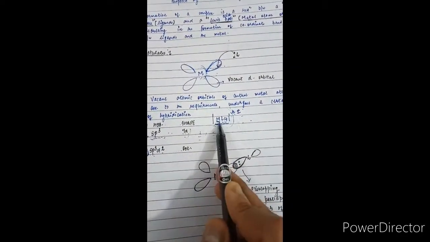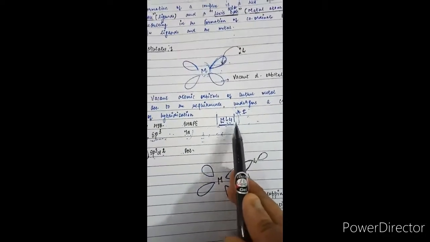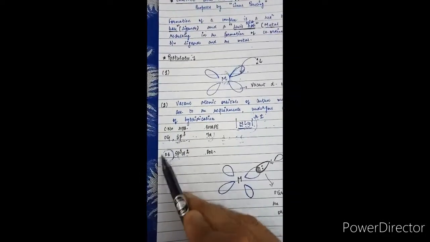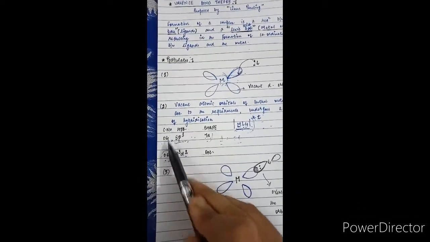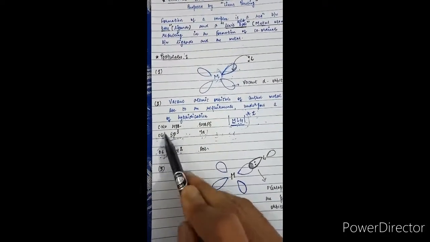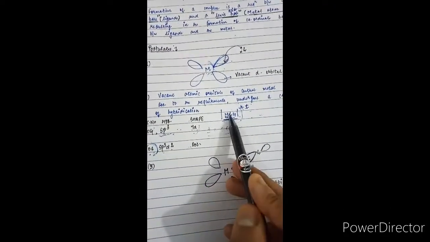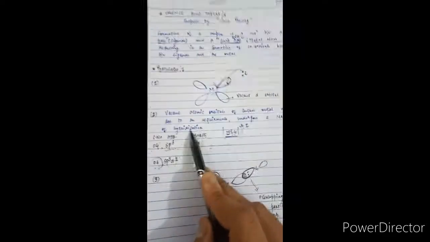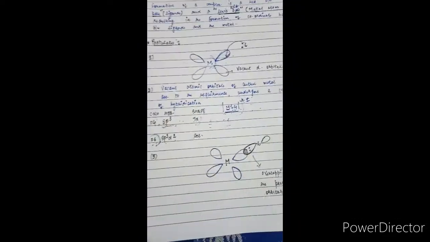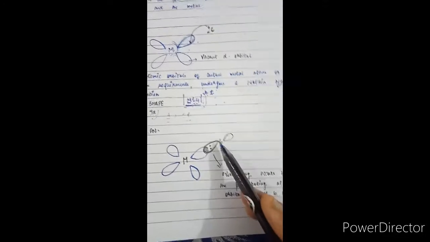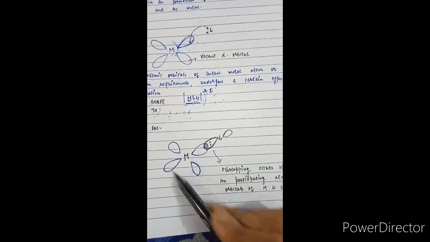It will be according to the number of ligand molecules or ligand species, and according to the coordination number. And the coordination number simply depends upon the number of ligand molecules. Okay, so this is the second postulate. Now the third postulate is very simple. It shows the bonding between the ligands and the central metal atom.